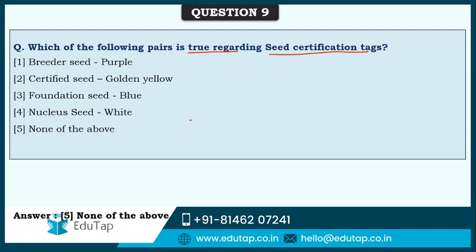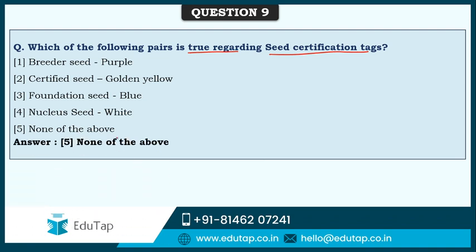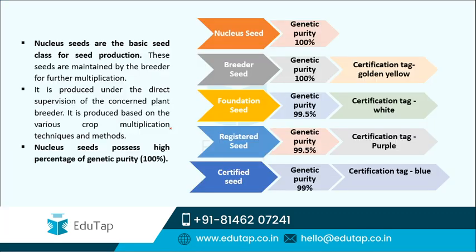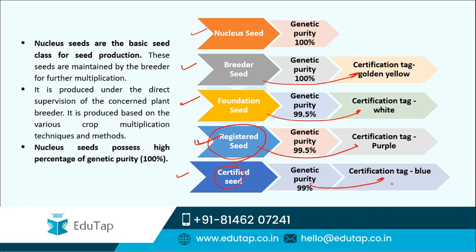All wrong, correct. Here all the options are wrong, none of these options is correct. As you can see here, breeder seed, its tag is golden yellow in color. Foundation seed, it's white. Registered seed, it's blue. This registered seed step is optional. Otherwise, these four definitely have to go through to obtain a certified seed. This is blue in color.